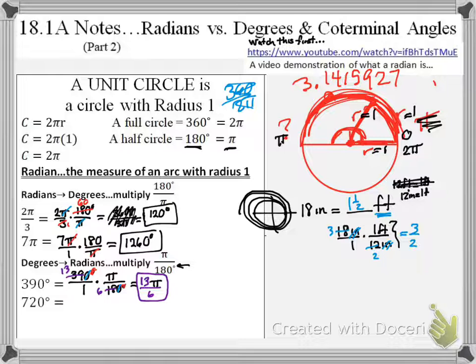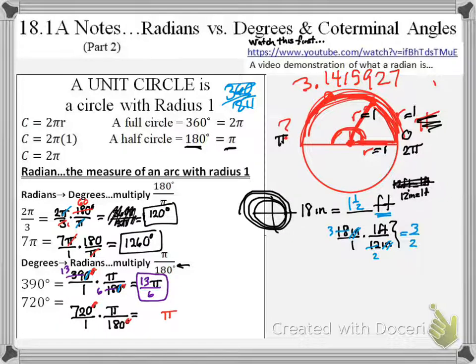Easy conversion. Easy. Just remember, don't make your calculator deal with the pi because it's only going to make it worse. 720 degrees. 720 degrees over 1. Trying to get rid of degrees, so I'll put my 180 degrees on the bottom, and I'll put my pi up on top. The point here is to get rid of my degrees and leave the pi in my answer.